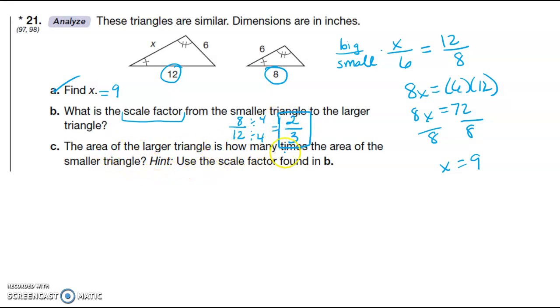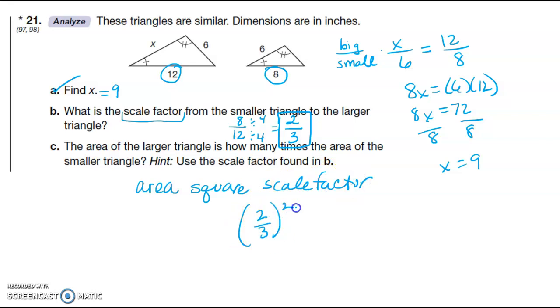The area of the larger triangle is how many times the area of the smaller triangle? So area, you can't use the scale factor directly. To find the area, we have to square the scale factor. So I have to take 2/3 and I have to square it. So I get 4/9.